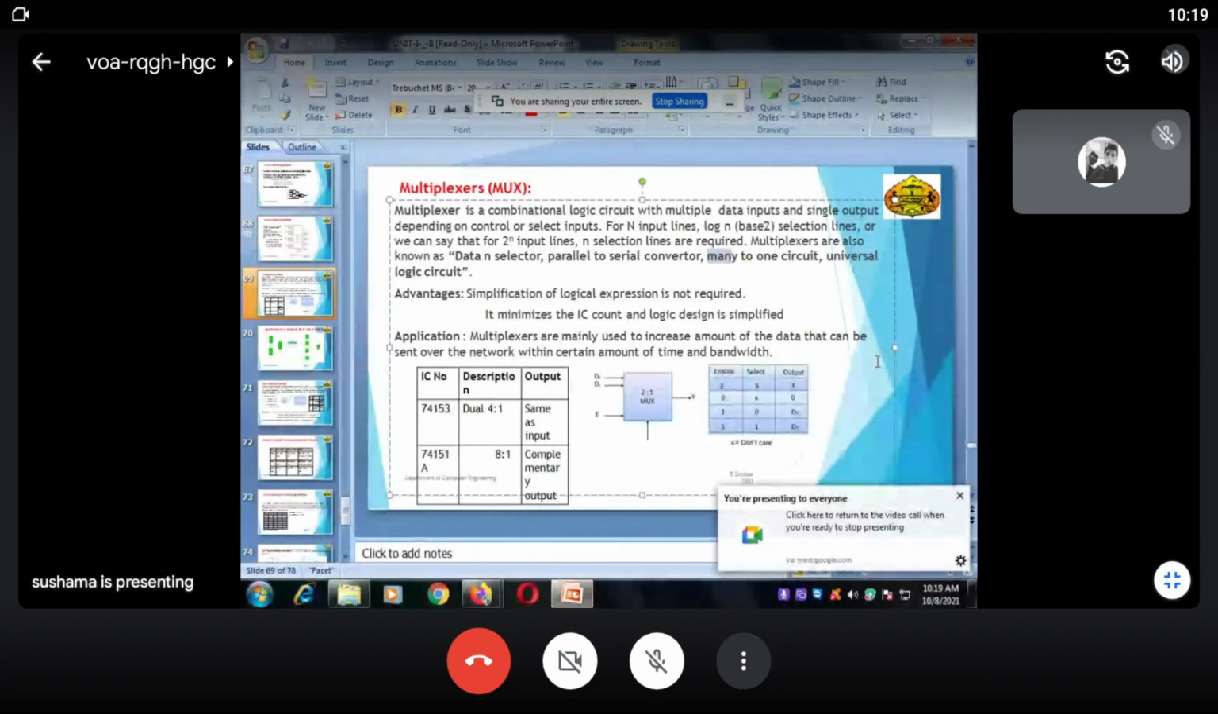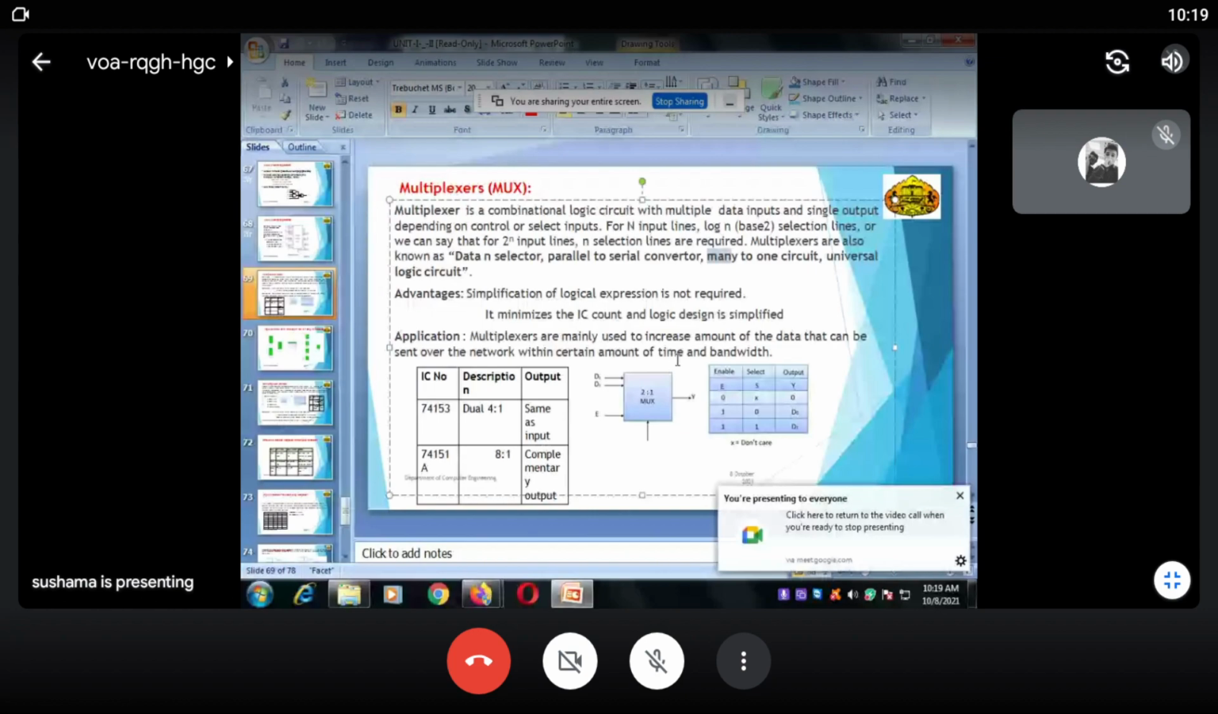What are the advantages of this? Logical expression is not required, it minimizes the IC count and logic design is simplified. This is the application: data can be sent over the network without time and bandwidth.